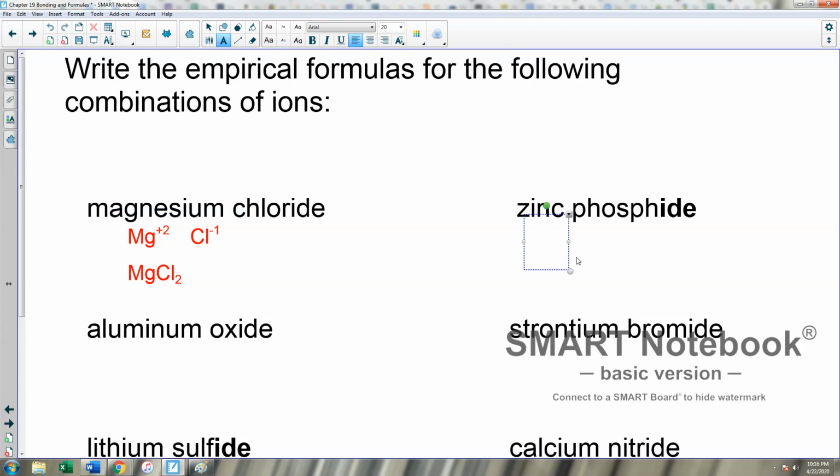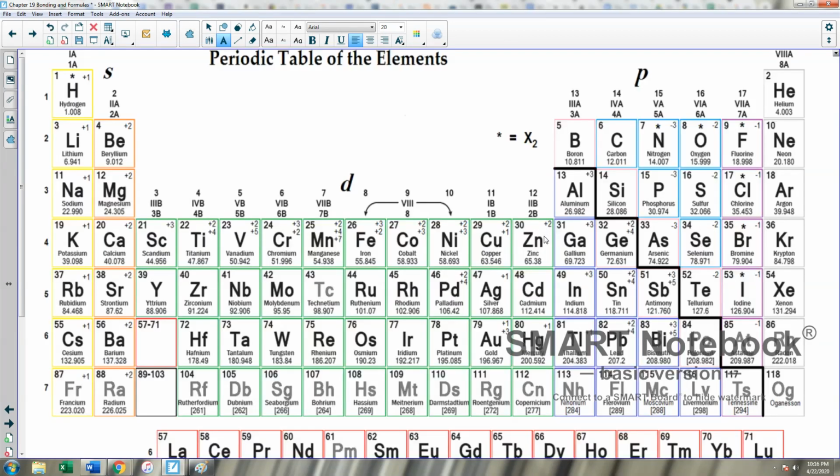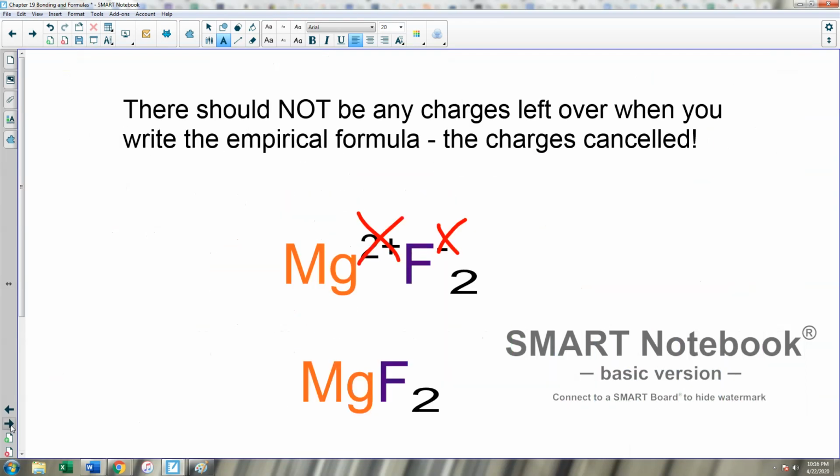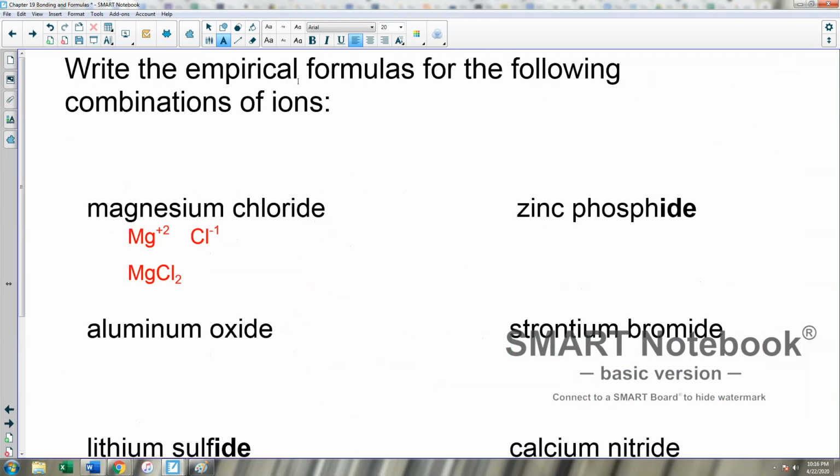Zinc phosphide. Okay, I'll have to look these up. Zinc is +2. Phosphide would just be phosphorus by itself, which is always a -3. So I've got a +2 and a -3. So this one's going to be a little bit tricky to do. So you think about this and you say, okay, we've got Zn +2 and P -3.